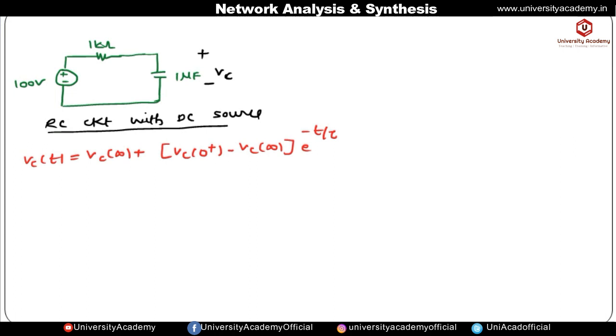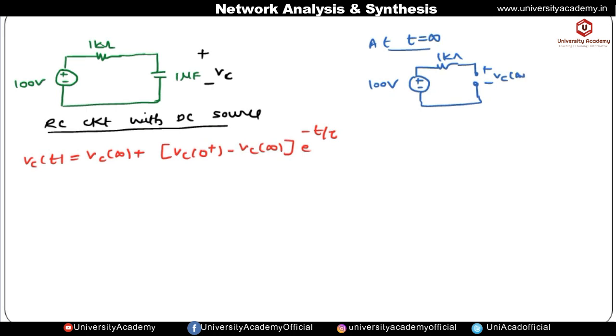Under the steady state this capacitor will become open circuit, that is at t is equal to infinity. Here we are having this 100 volt voltage source, this is 1 kilo ohm, and under the steady state this capacitor will become open circuit. Then what is the value of Vc of infinity? It will be simply equal to 100 volt. So Vc of infinity we are getting 100 volt, and initially the capacitor was uncharged, so the voltage is 0, and again Vc of infinity is 100, then e to the power.